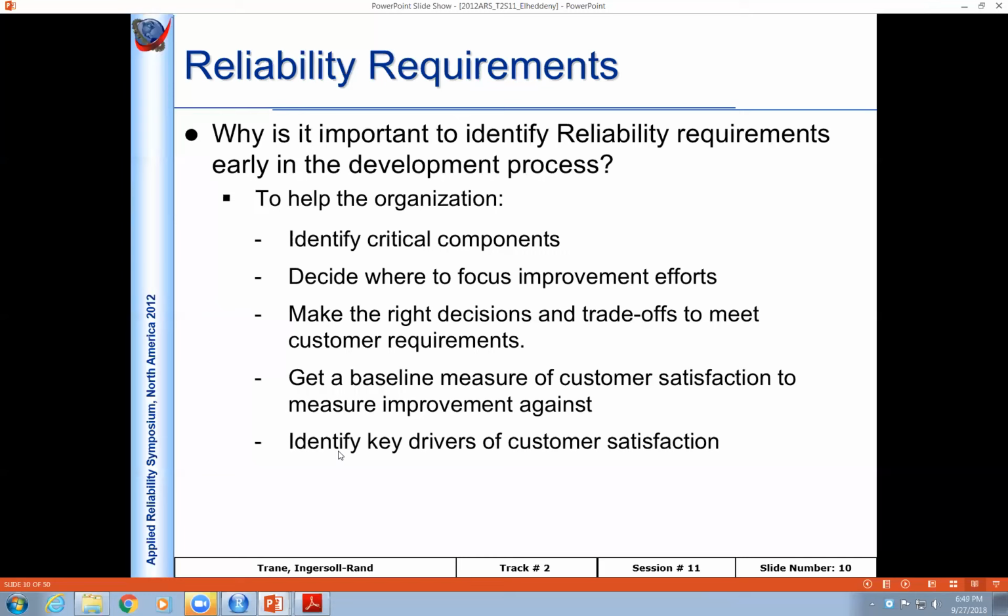I'm not going to go through allocation a lot here, but it starts with my system reliability requirements. So for example, my air conditioner, and then you allocate that reliability requirement to the subcomponents and subsystems. Each design team, let's say the compressor has a reliability requirement, the motor has a reliability requirement, and so on, but you start with the system level.